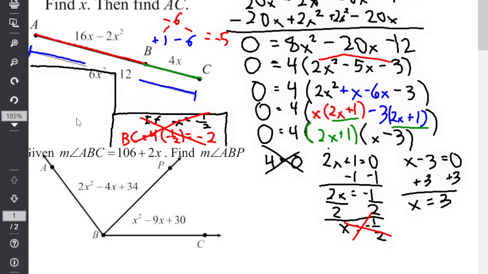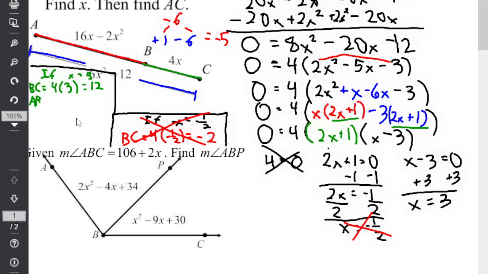So now we need to test our positive 3. If x is 3, now we need to figure out our measurements. Let's start with B to C again. 4 times x, which is 3, is 12. That one's fine.